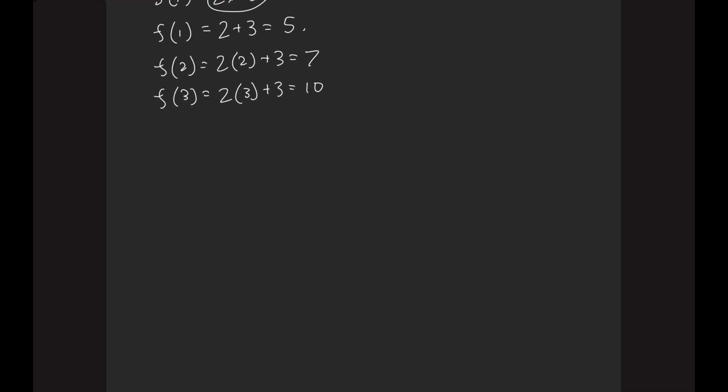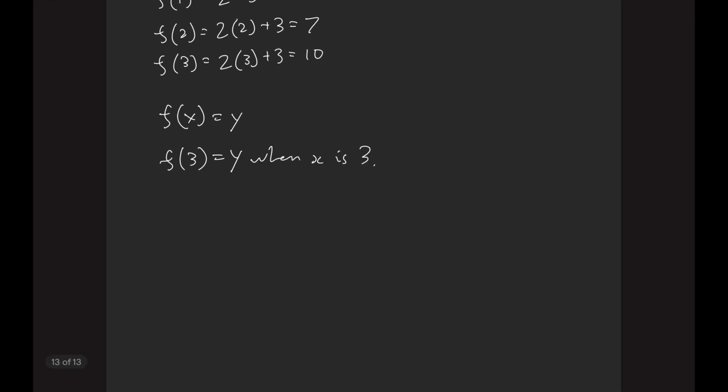Yeah, so stuff like f of 3, right? This can be read as f(x) when x is 3. And since f(x) is equal to y, f(3) is also equal to y when x is 3. And you can also read it like that: f of 3 is equal to y when x is 3.